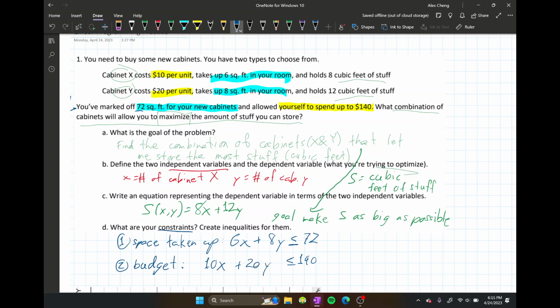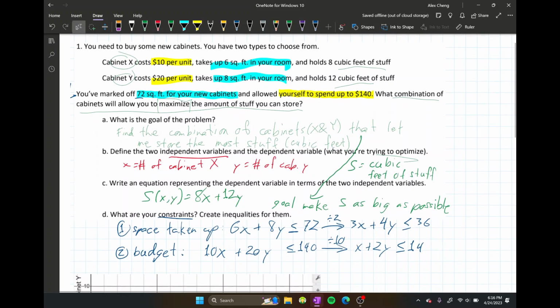We can actually simplify this, and it's going to help us when we graph it. If I divide the entire equation by 10, I will get just 1x plus 2y is less than or equal to 14. Okie doke. We can actually divide this one as well. We could divide the entire equation by 2, and we'll get 3x plus 4y is less than or equal to 36. Okay, so these are our constraints that we're going to play with.